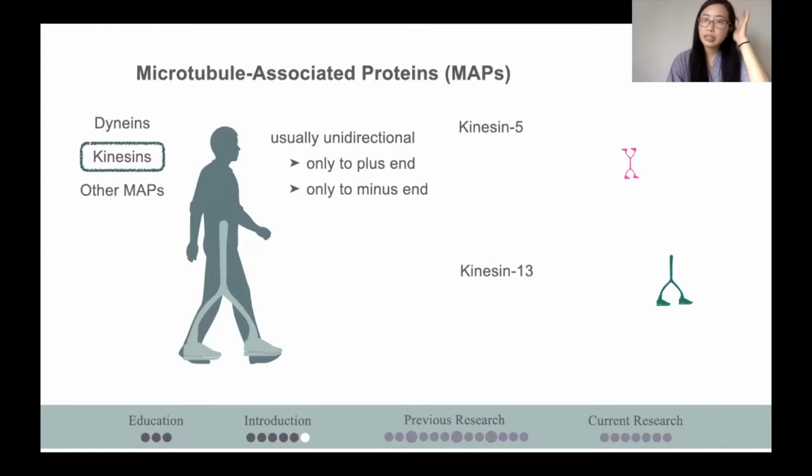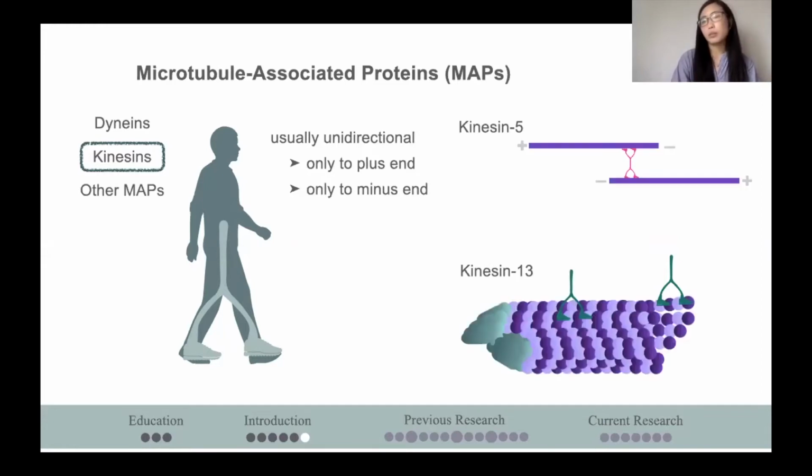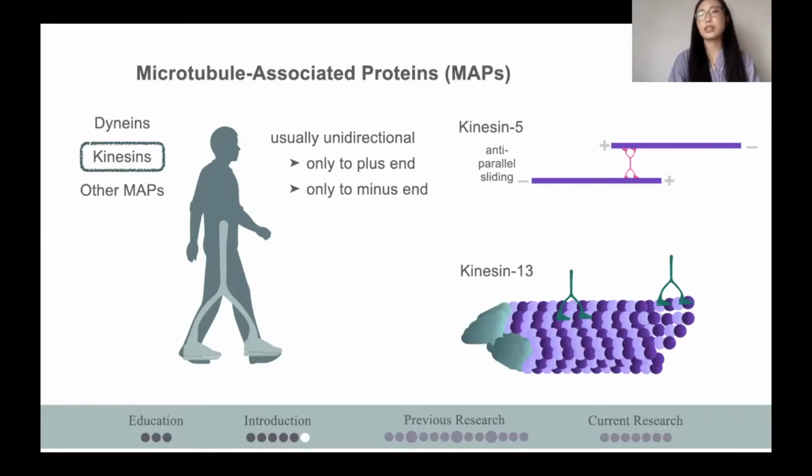You can see here kinesin 5 has basically two of this structure, and they are upside down. When you have them on microtubules, this allows anti-parallel sliding. Because this kinesin will walk towards the plus end, as it does so, the microtubules will slide past each other. You can use this inside the cell for several processes.